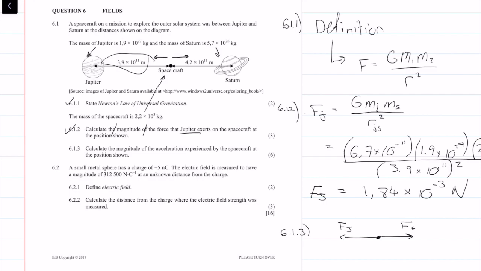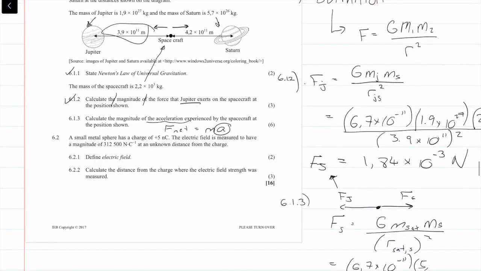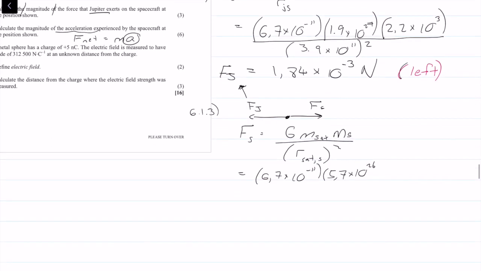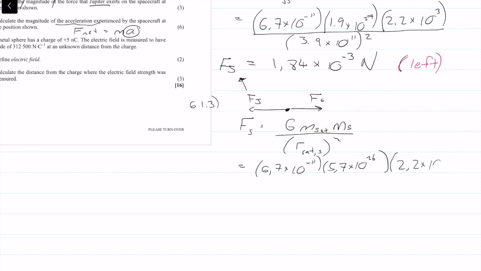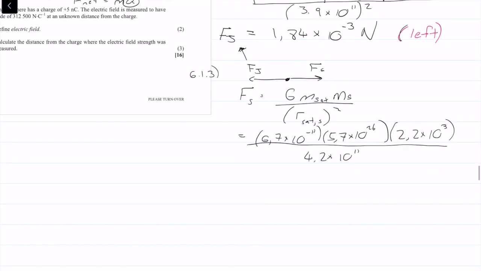So to calculate the acceleration, we're going to use the formula F net is equal to ma, and that gives us our acceleration, but we need to know the F net. We've already calculated the force due to Jupiter, so we need to work out the force due to Saturn, which is equal to the gravitational constant times the mass of Saturn times the mass of the spacecraft over the distance between Saturn and the spacecraft squared. So that's 6.7 times 10 to the minus 11 times the mass of Saturn, which was given as 5.7 times 10 to the 26, multiplied again by the spacecraft 2.2 times 10 to the 3 all over the distance, which is given in the diagram as 4.2 times 10 to the 11, and we're going to square that.